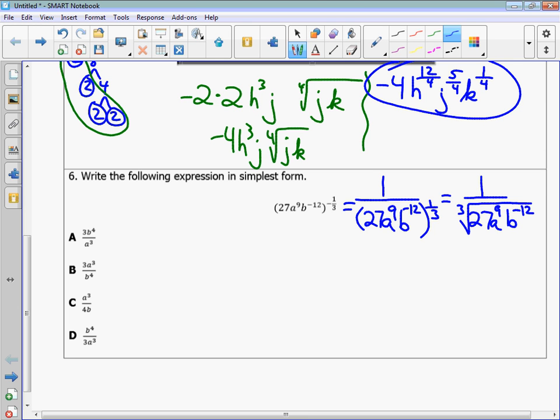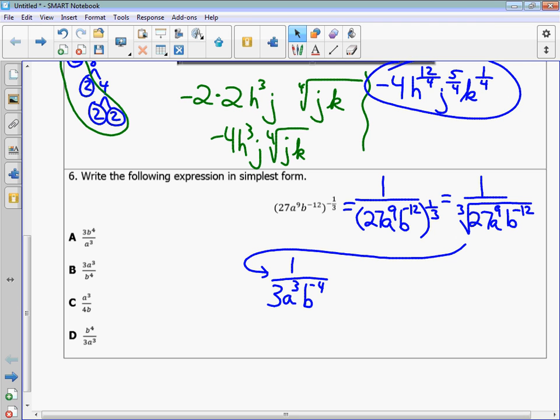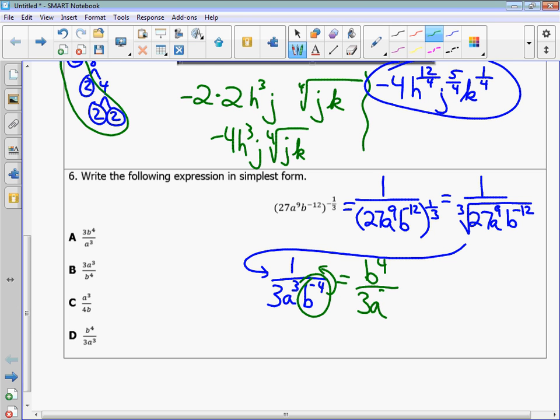Then I would simplify that denominator. The cube root of 27 is 3. The cube root of a to the 9th is a to the 3rd. And b to the negative 12, you're still doing it the same way. You can make up 4 groups of them, so it's b to the negative 4. After you get to this point, we see that you have a negative exponent, b to the negative 4th. We're going to take the b and the 4 and move it to the numerator to make it positive. So you have b to the 4th in the numerator, and 3a to the 3rd in the denominator, which matches up with letter choice D.